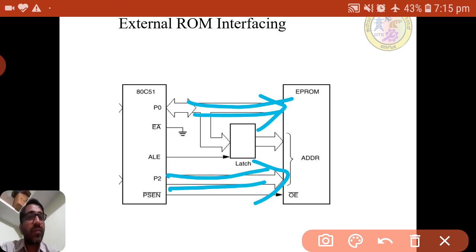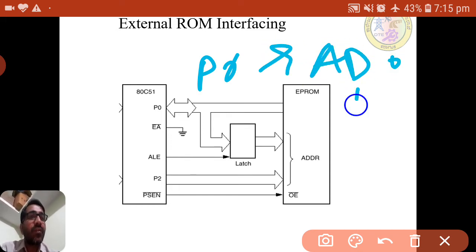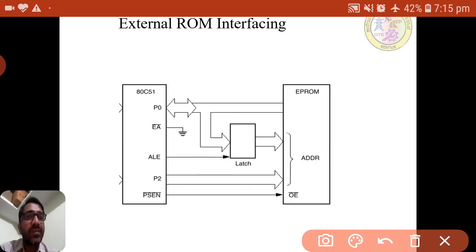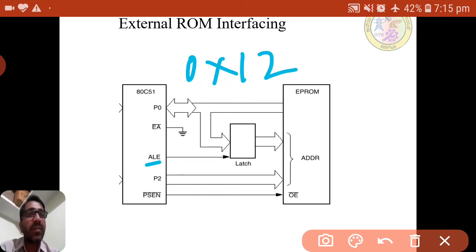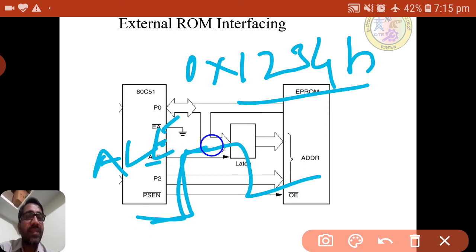As we know, port 0 is multiplexed, AD0 to AD7, so we call it multiplexed. Both the address bus and data bus are multiplexed. To differentiate them we use the ALE signal, address latch enable. Whatever the microcontroller puts, for example the value 1234H, if we want to use this as an address, then the microcontroller will send the ALE signal as high.